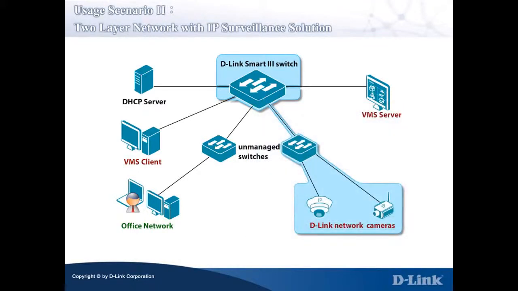If you want to view VMS server live video or do remote playback, follow the same steps to add the MAC address of the VMS client to the Smart 3 switch Auto Surveillance VLAN settings. After you finish the configuration, both the VMS server and the client will be recognized by the Smart 3 switch and will be put in the Auto Surveillance VLAN. So let's verify the configuration of the Auto Surveillance VLAN of the Smart 3 switch.